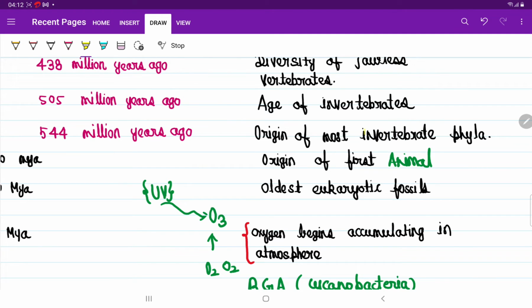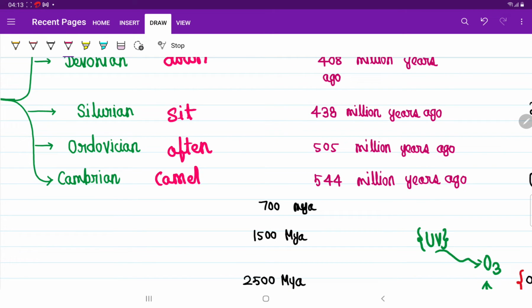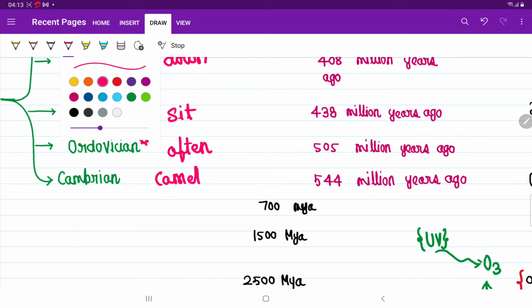Dominant on this earth means, like, at present I can say it is the mammals which are dominant on this earth. There was a time when the reptiles like dinosaurs were dominant on this earth. In the same way, there was a time in the Ordovician period when invertebrates were dominant on this earth. That's why we are calling it the age of invertebrates. Very important point. Ordovician is called the age of invertebrates.